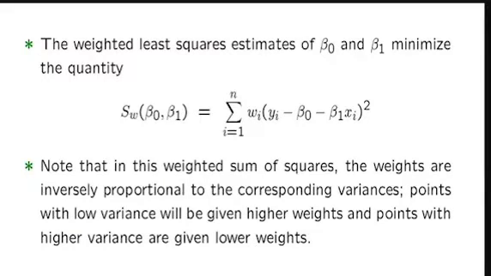Okay, so I want you to take note of that. Now, look at what I said here. This corresponds to what I said the other time. I said, note that in this weighted sum of squares, the weights are inversely proportional to the corresponding variance. Of course, we expect that more weight goes with less variance, right? Less weight, more variance. That's what it means. So take note of that.